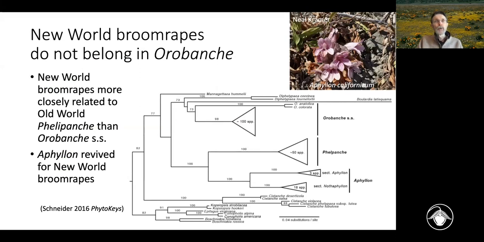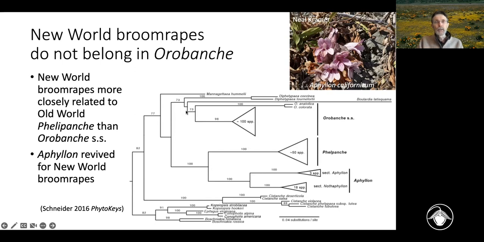Another example are the broom rapes. So Orobanche, as it was historically circumscribed, all the members of it definitely fall within the same large clade that's been called the broom rape family, Orobanchaceae. But if we look at the relationships within Orobanchaceae, we see that the Old World Orobanches form a clade that is not most closely related to the New World Orobanches down here, which are more closely related to the Old World genus Phelipanche.